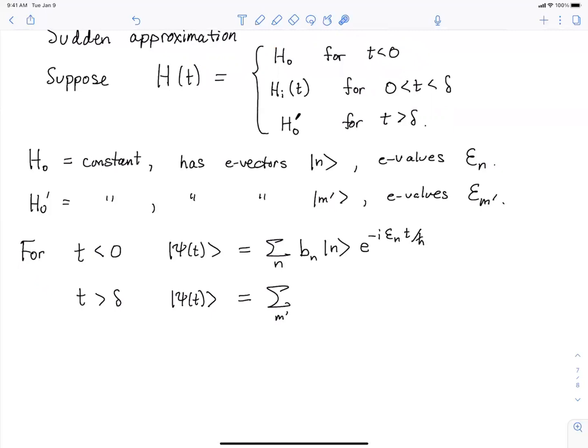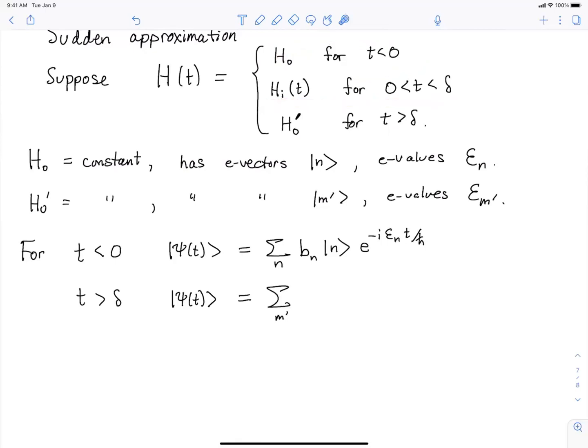For t less than 0, it's h0. And then something weird happens for some short period of time. And then for time t greater than delta is when it's h0 prime. Okay, thank you. So for the moment, we're not going to talk about what happens in the middle. We're only going to talk about what happens on either side.